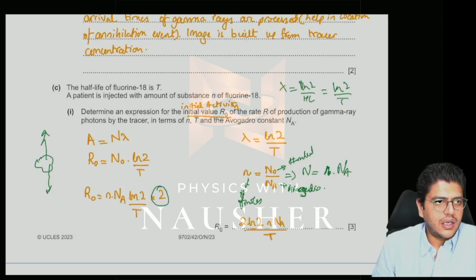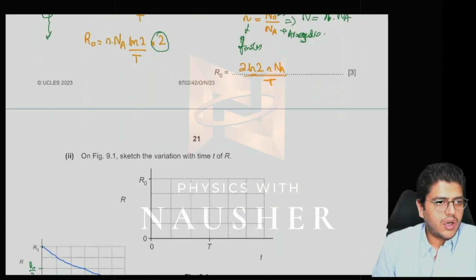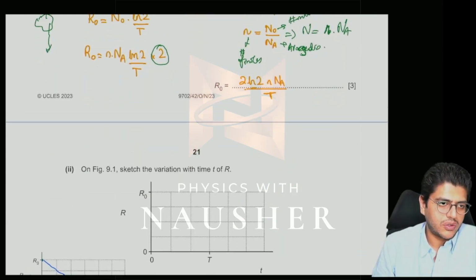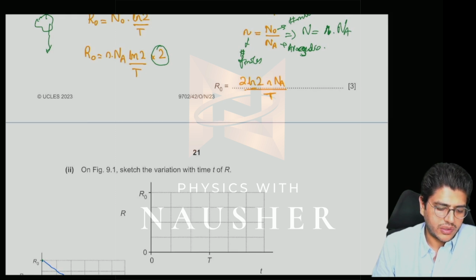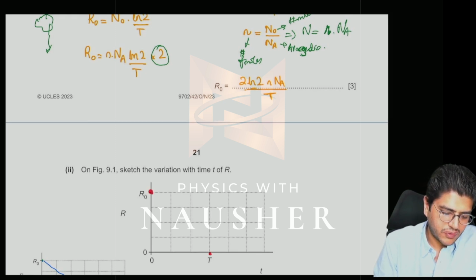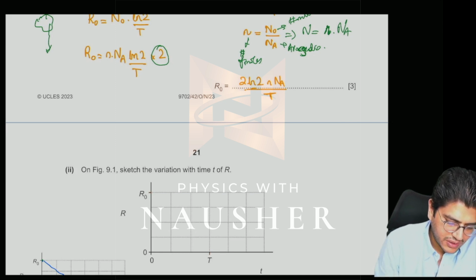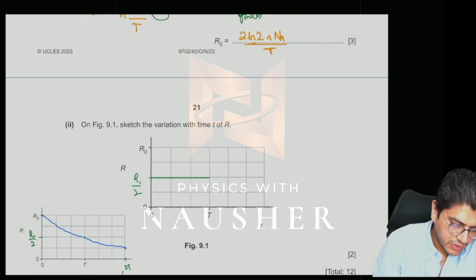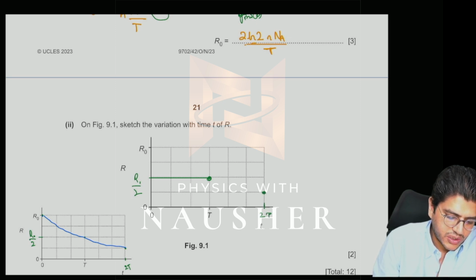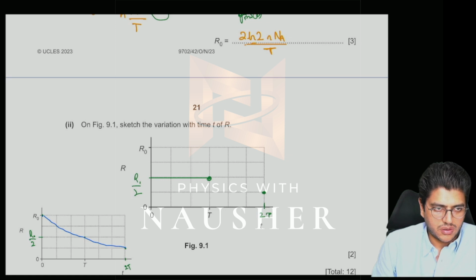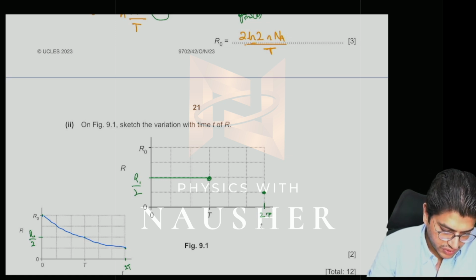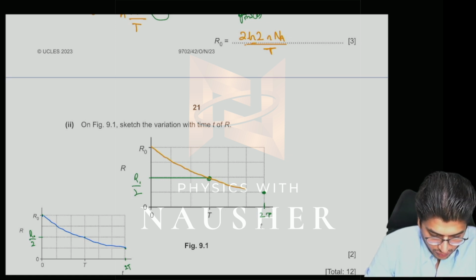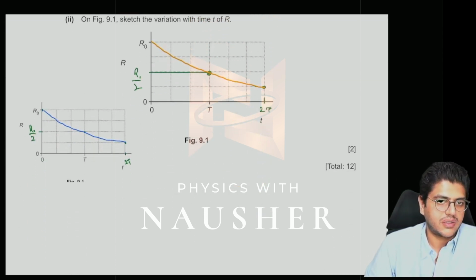Next, on the figure, you have to sketch the graph of how the activity goes on with time. So T was the half-life, so R naught is your initial activity. So at T, it should be R naught divided by 2. So you get a point over here, and then at double the time, which is 2T, it'll be R naught divided by 4, which is this point, half of that. So next you just join them with a curve like this, and that's it.